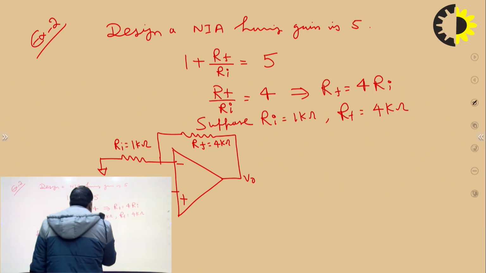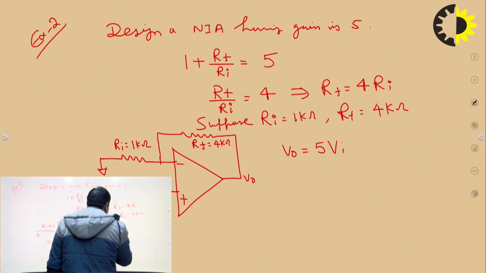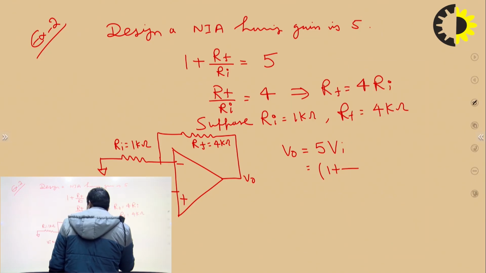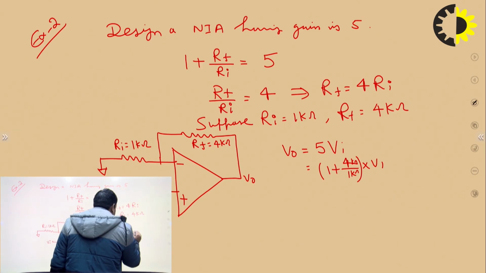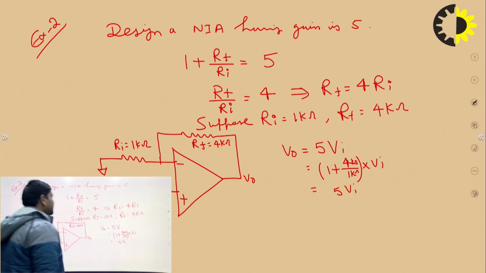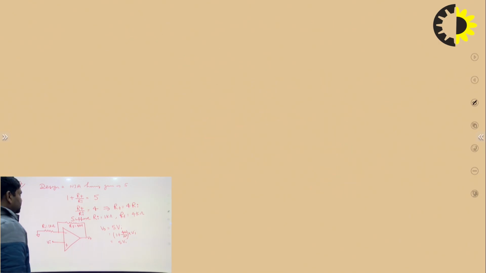So the output of this Op-Amp should be 5 times Vi, because 1 + Rf/Ri, with Ri being 1 kilo ohm, gives V0 equal to 4 + 1, that is 5 Vi. So we easily designed an Op-Amp having a gain of 5 for both the non-inverting amplifier case and the inverting amplifier case.